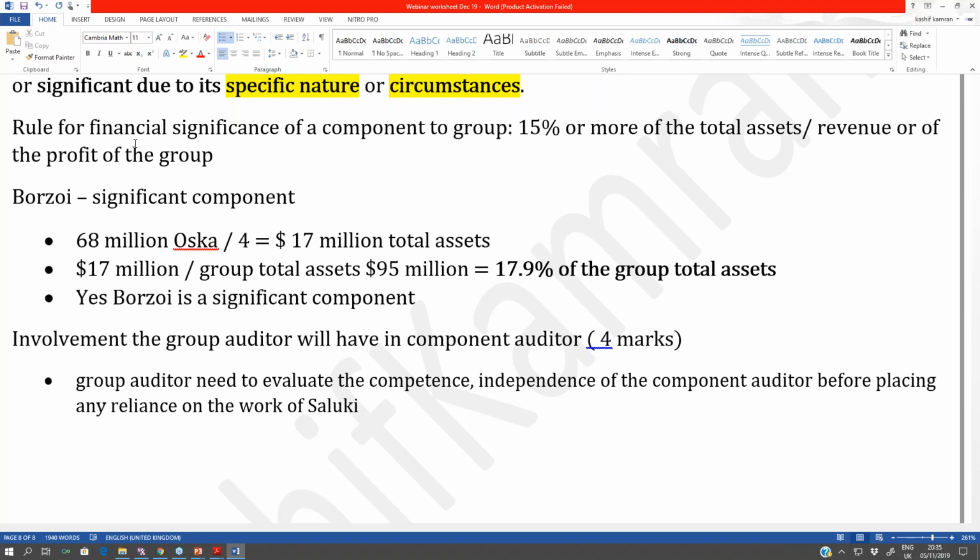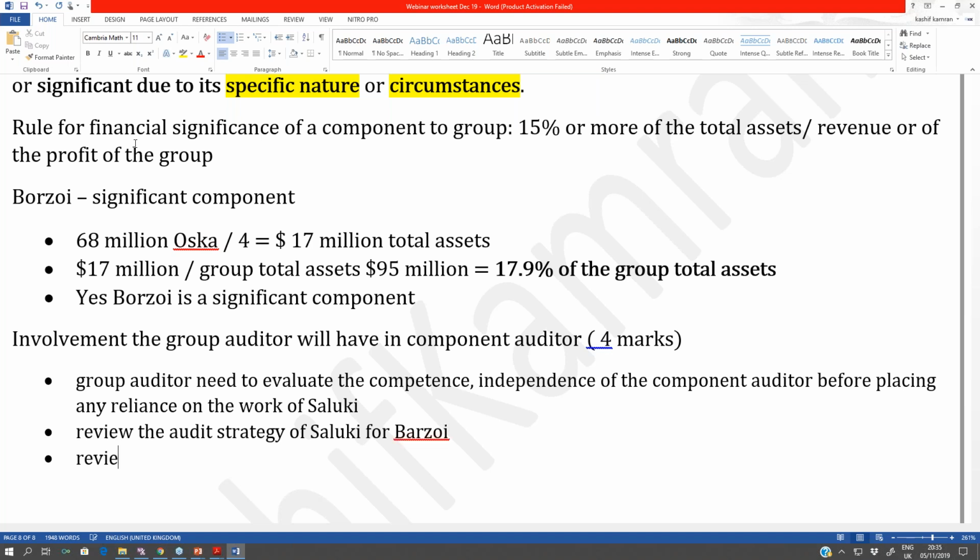So being a local firm of auditor, you need to check its competence and independence before you can place reliance on the work of Saluki. Another involvement can be you can review the working papers, you can review the audit strategy, just like we did in the question before the break where we were looking at the audit strategy of Vulcha. So you can review the audit strategy of Saluki for Berzoe.